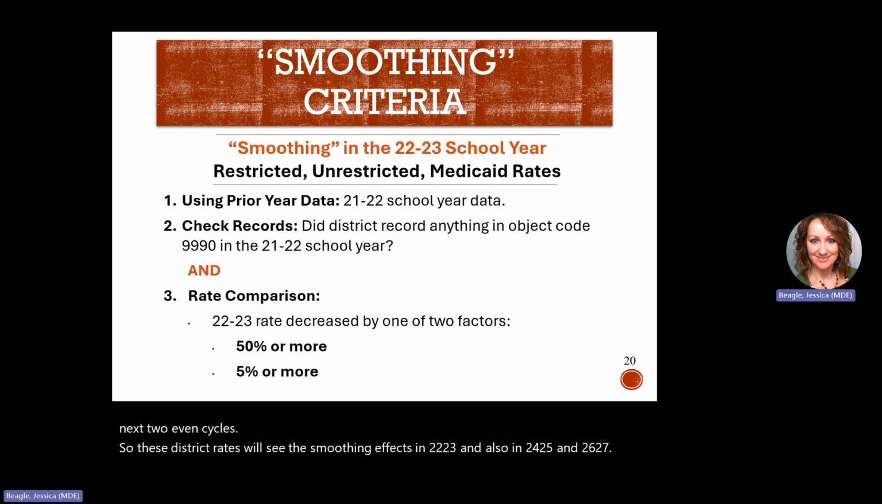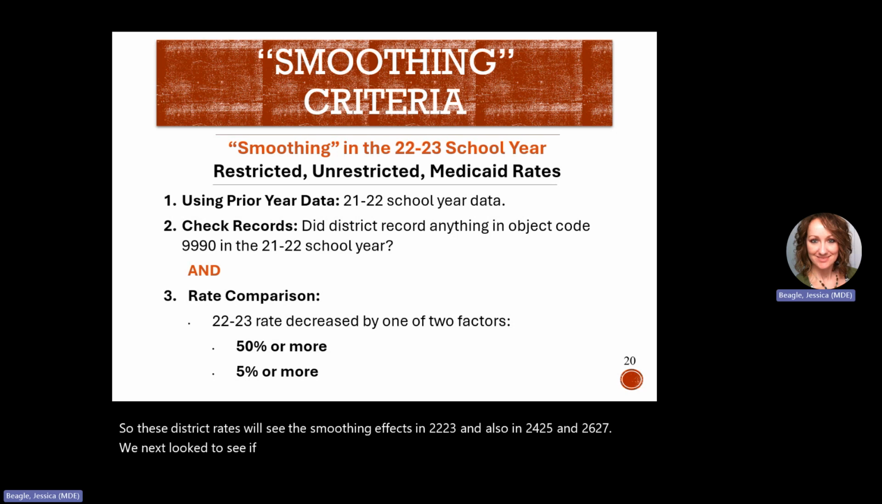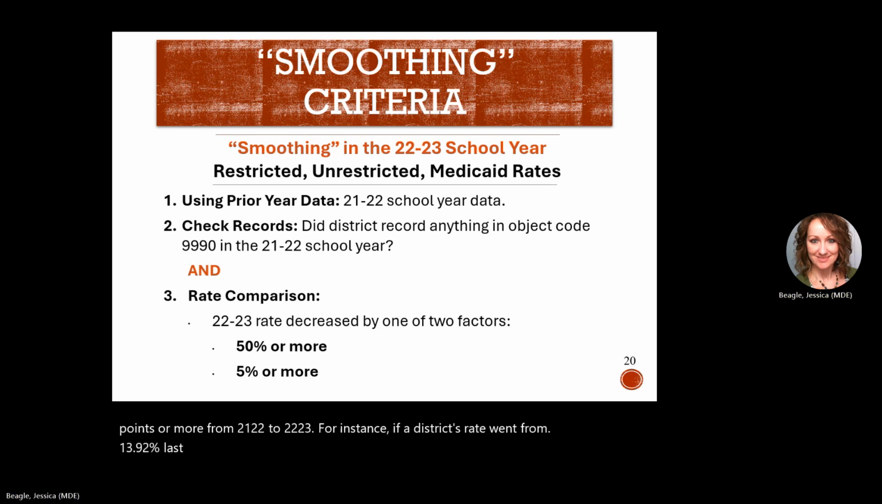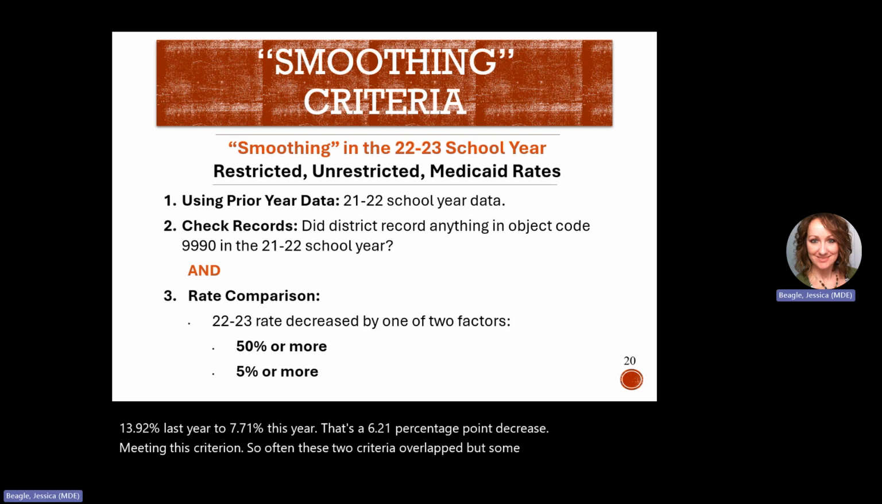We next looked to see if there was a moderate decrease. So if the district didn't meet the 50% or more decrease criterion, we then looked at those with a rate decrease of 5 percentage points or more from 21-22 to 22-23. For instance, if a district's rate went from 13.92% last year to 7.71% this year, that's a 6.21 percentage point decrease, meeting this criterion. So often these two criteria overlapped, but some districts were captured by one or the other.